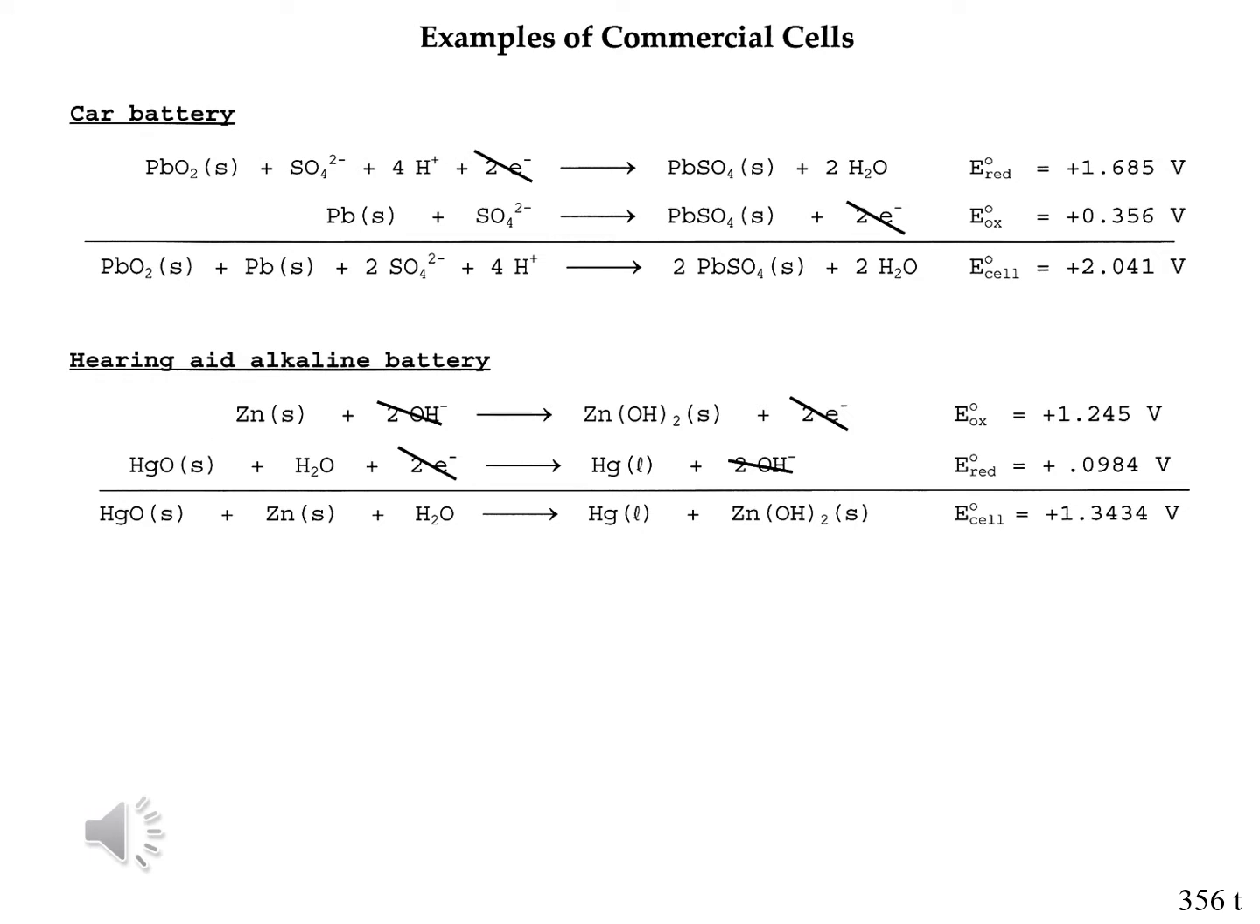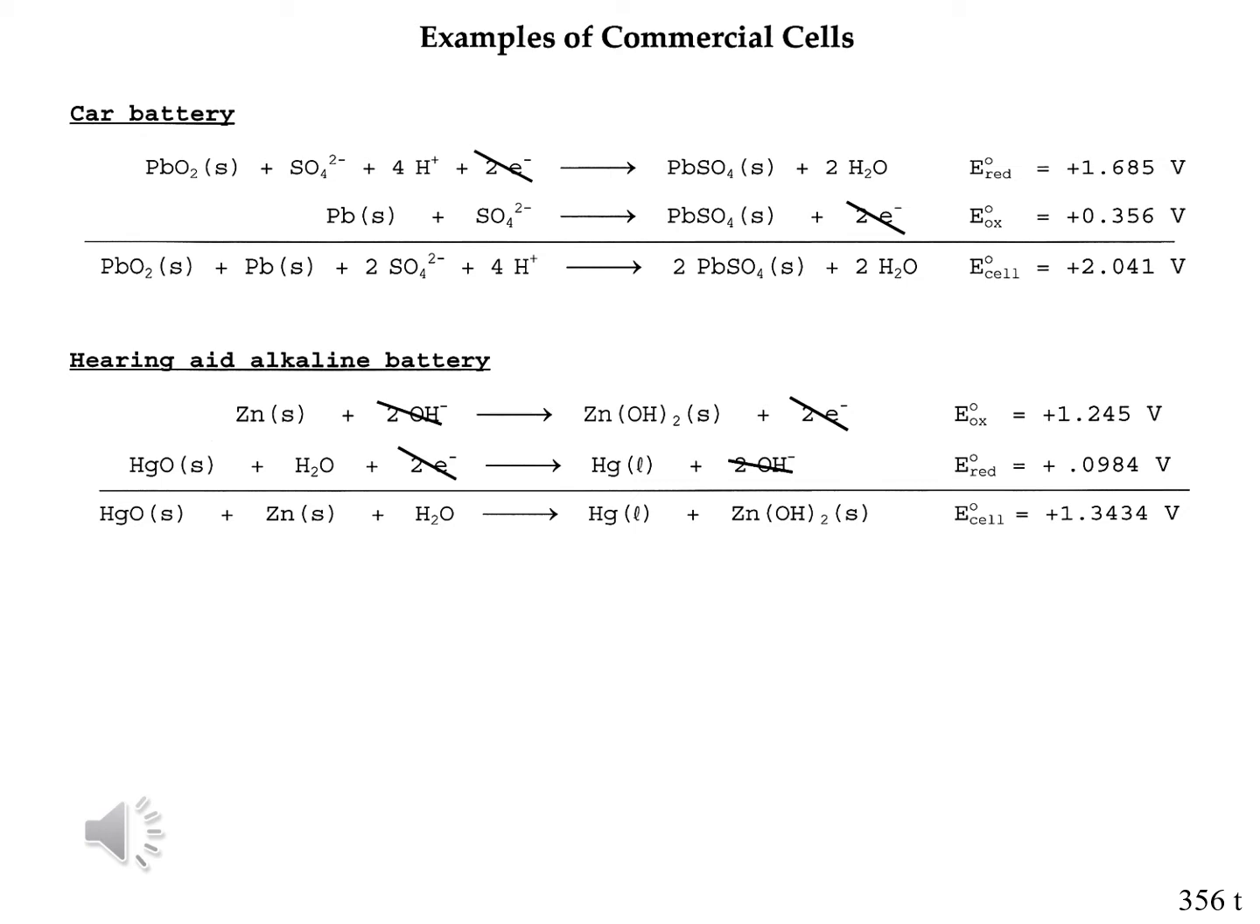I want to talk about some real batteries, which I told you we were going to do in the previous lecture on electrochem. The main one I'm going to use as my example is the car battery, which everybody's familiar with, but I want to show you a couple of others. The one I have listed as a hearing aid alkaline battery is also a watch battery, those little silver button batteries. The half reactions I'm showing you there are old ones. They don't use these anymore for the real ones.